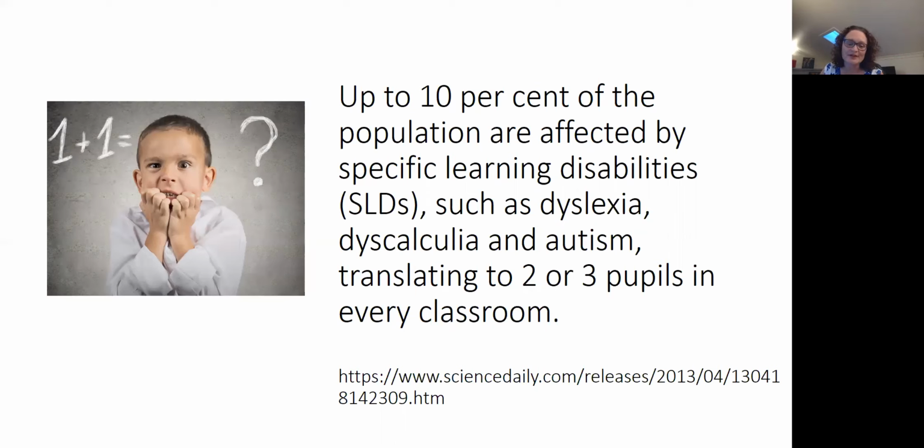So what about the prevalence of learning disabilities? Up to 10% of the population are affected by specific learning difficulties, such as dyslexia, dyscalculia and autism. And this can be 2 to 3 children in each class. So, 10% is quite high. In preschool, about 3% seem to be diagnosed, and then between 5 and 11-year-olds, about 8%. And by the time they're in high school, about 9% of children are diagnosed with learning difficulties.